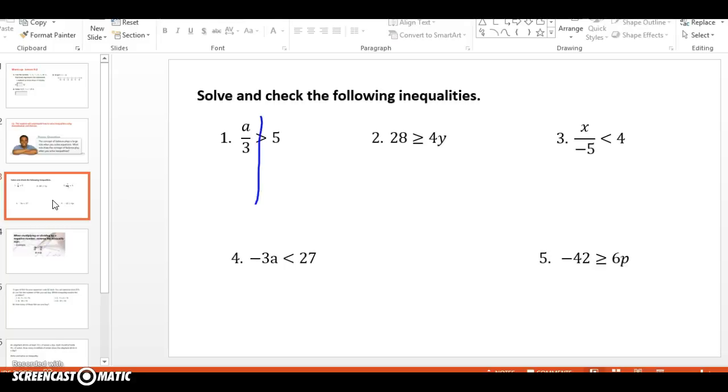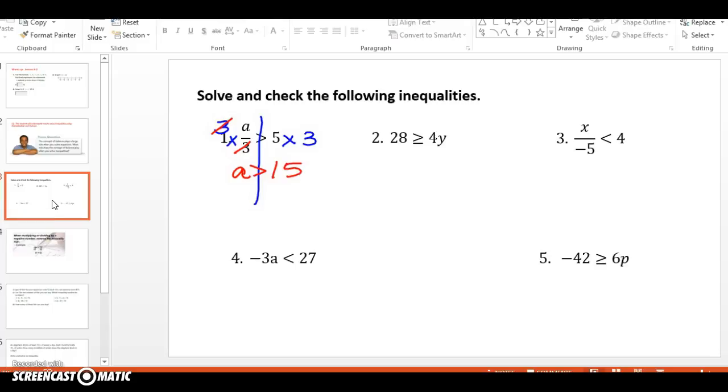This says a over 3 is greater than 5. That's a divided by 3, so the opposite of division is multiplication. So we're going to multiply both sides by 3. And remember, I'm going to multiply in the numerator, not the denominator, because that allows the 3's to cancel. All I'm left with here is a greater than 5 times 3, which is 15.